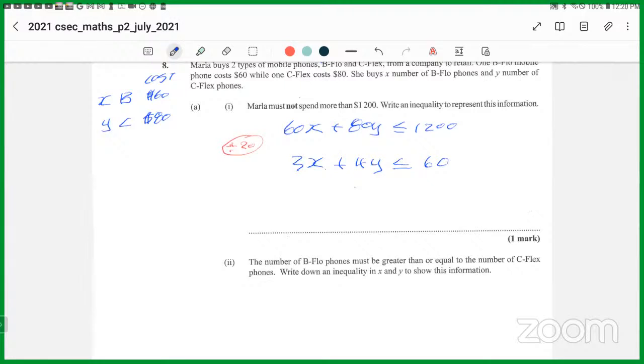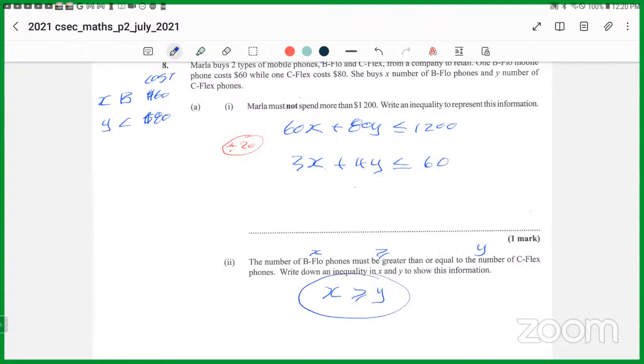It says the number of B phones, remember the number of B phones is X, must be greater than or equal to the number of C phones, which is Y. Let's make sure again. The number of B phones, which is X, must be greater than or equal to the number of C phones, which is Y. It says write down an inequality to represent the information. That is it. X must be greater than or equal to Y.